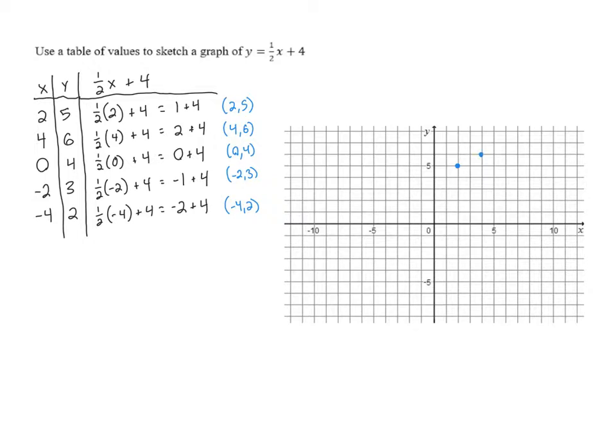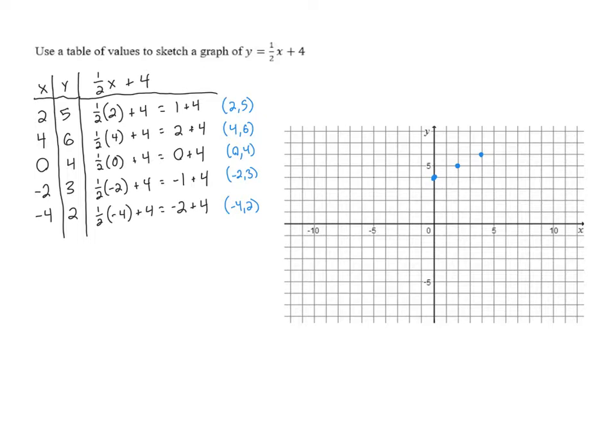The third point has coordinates 0, 4. Because the x-coordinate is 0, we're not going to the left or to the right. We're staying on the y-axis. And so we go up to 4 on the y-axis. And our third point is going to be right here at 0, 4.